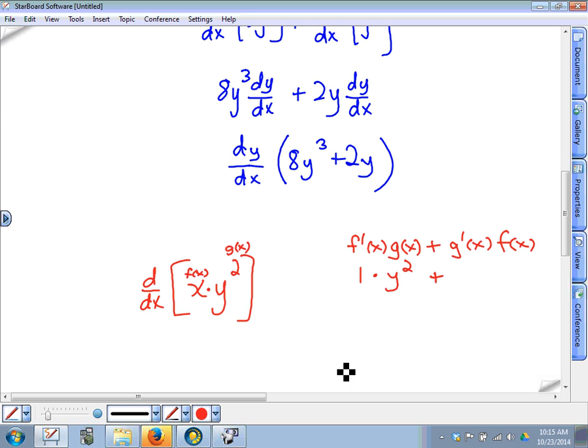Now we add g prime of x. The derivative of this piece, y squared, is 2y. But we're taking the derivative still with respect to x, so it's not just 2y, it's 2y dy dx, times the f function, which is x. So then this is y squared plus 2xy dy dx.